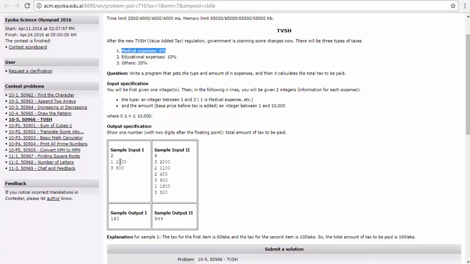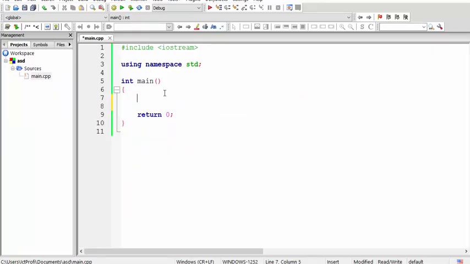In the first sample, we can see that there are two things we bought. In the first type, medical, let's say I paid 1,000 bucks, and for other things I paid 500 bucks, and it tells me your tax is 160 bucks. Let's answer this question using Code::Blocks.